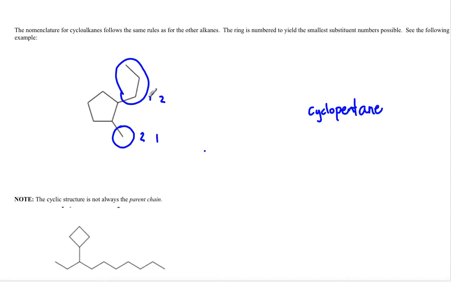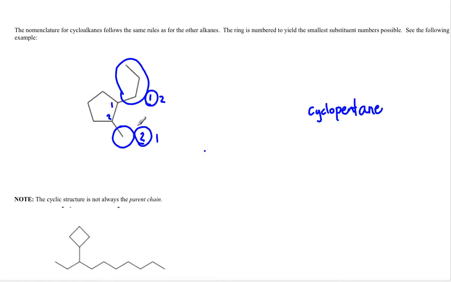Now, the rule to decide which direction I'm going to go is going to be based on the complexity of the substituents. So the one that gets priority, and when we use the word priority in organic chemistry, we're referring to the one that gets the lowest number. The one that gets priority here is the more complex group, or the one that has more carbons or atoms in it. So in this case, the propyl has 3 carbons, so it's much more complex than the methyl, which only has 1. So this is going to be carbon 1, and this is going to be carbon 2.